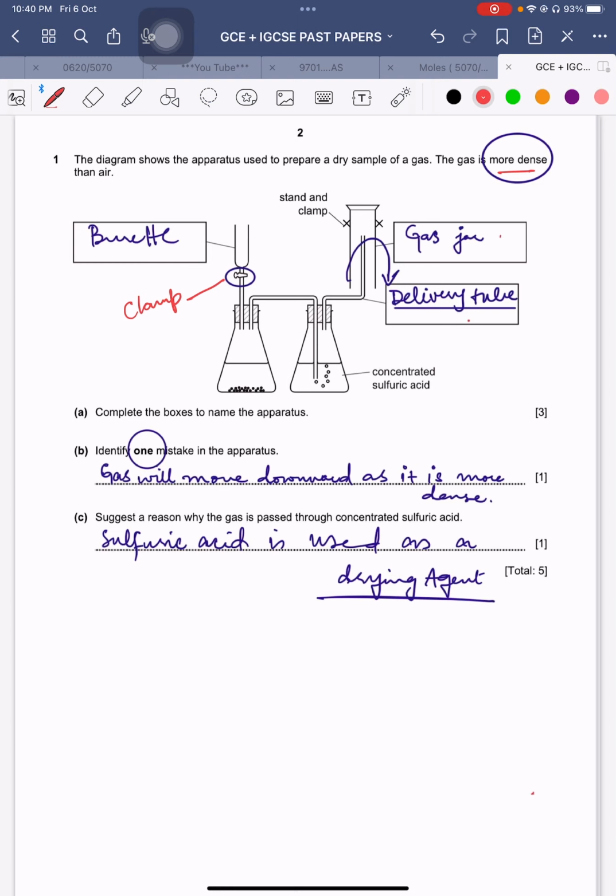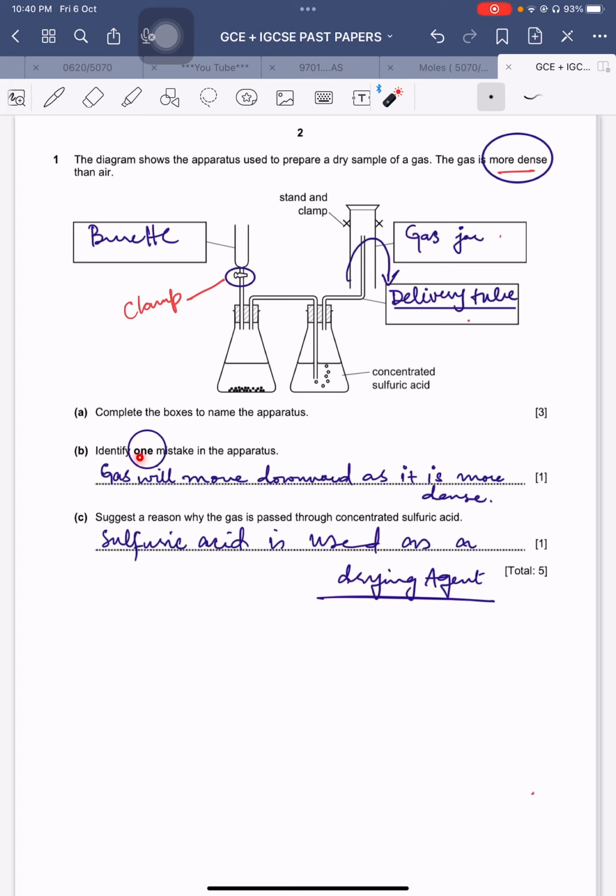And we have mentioned very clearly that this is the delivery tube, the gas delivery tube. Okay. Complete the boxes to name the apparatus. This is called gas jar. We already know this is called delivery tube. This is clamp, although they are not asking, but I'm just letting you know. And this is called burette.